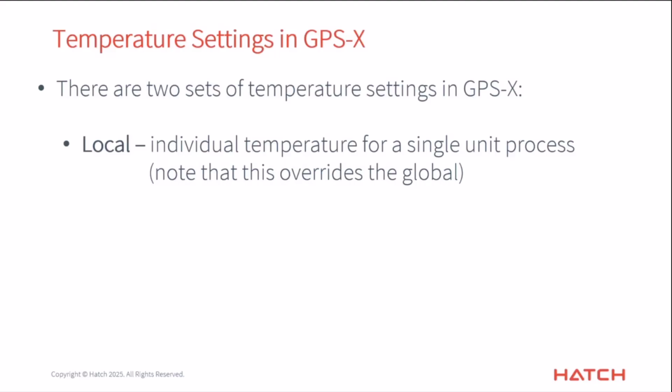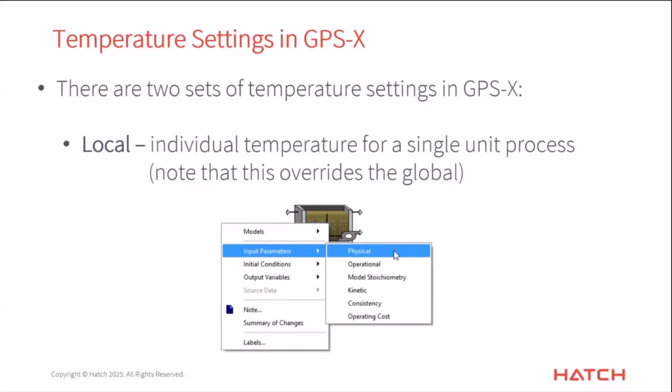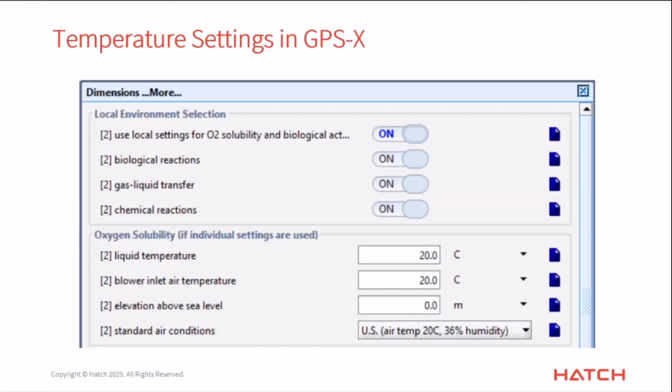Now, there are the local settings, which are a place where you can have an individual temperature that basically overrides the global value. So for one particular unit process, you can set a value that would be different than the global. If you want to have a sort of tapered temperature as it goes across, or maybe something that might increase as it goes across the entire length of the treatment system, then you would do this for each one of the individual unit processes. Almost all of those menus can be found under input parameters in the physical menu, the very first one at the top.